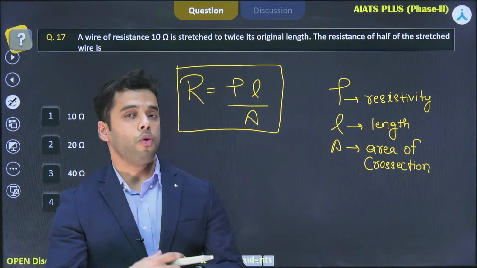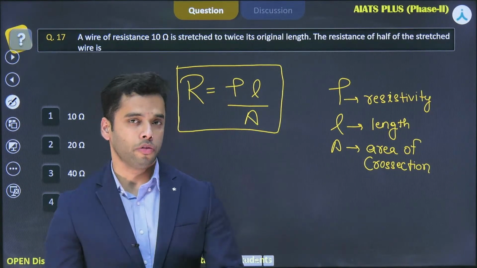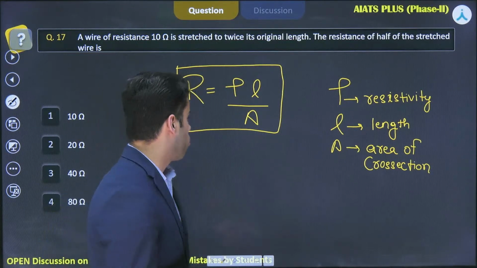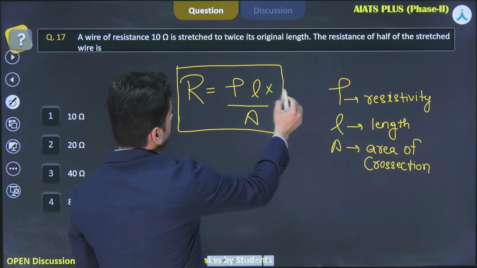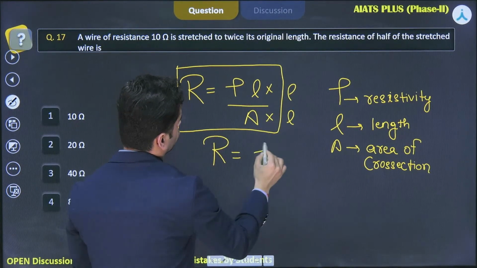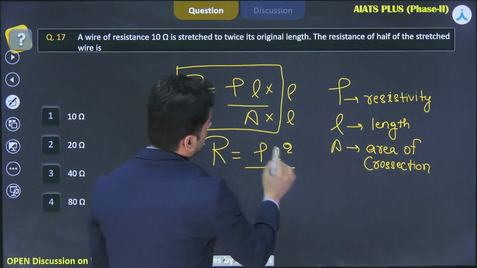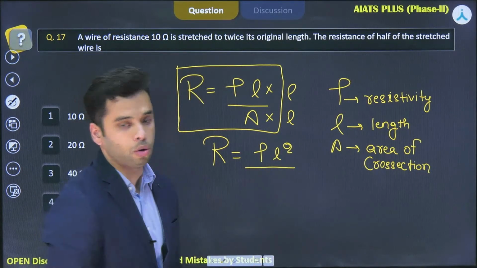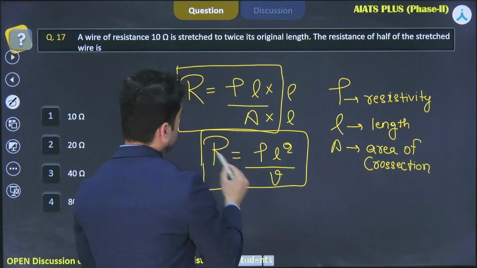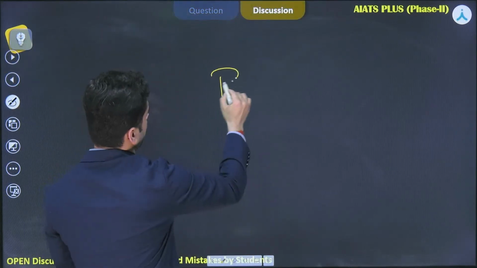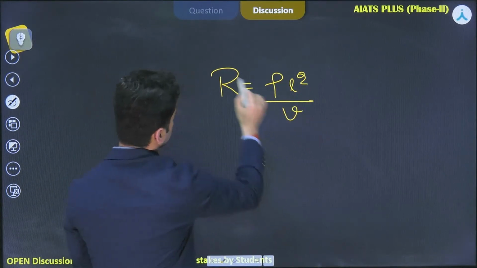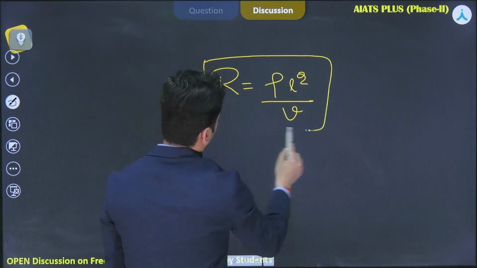Now the wire is stretched to twice the original length. If you are stretching the wire, the cross sectional area is bound to change. So I'll multiply and divide with length. It becomes rho L square upon A into L, and cross sectional area into length becomes volume. So the formula now becomes R equal to rho L square by V.